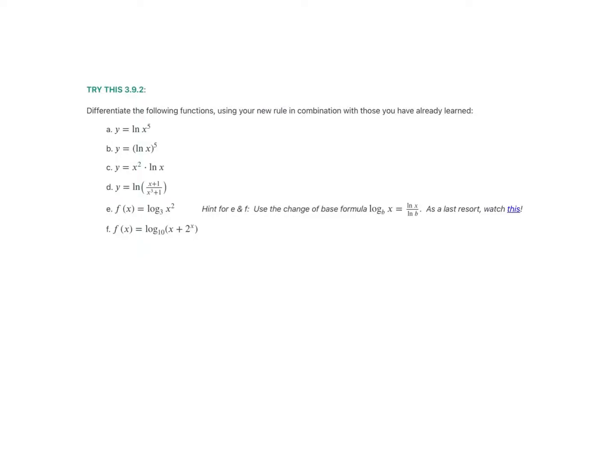In Try This 3.9.2, we're going to be taking the derivatives of log functions, and in particular, natural log functions. So let me remind you what the formula is for that. If you want to take the derivative of ln x, that's the natural log function, it's just equal to 1 over x for x greater than 0. And note that if this is anything other than an x, we're also going to have to apply the chain rule just as we've done in the past.